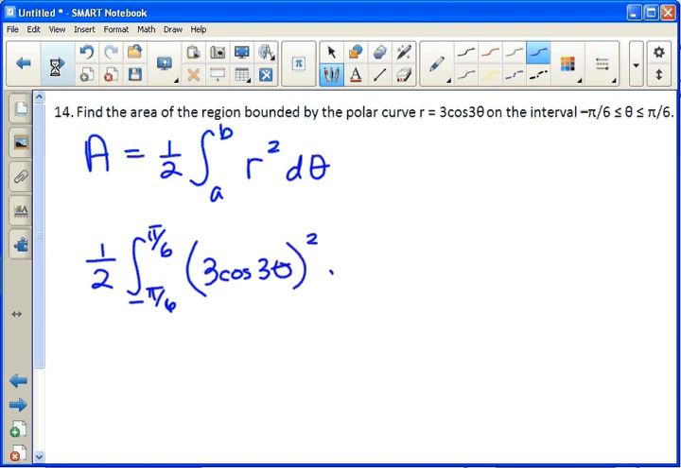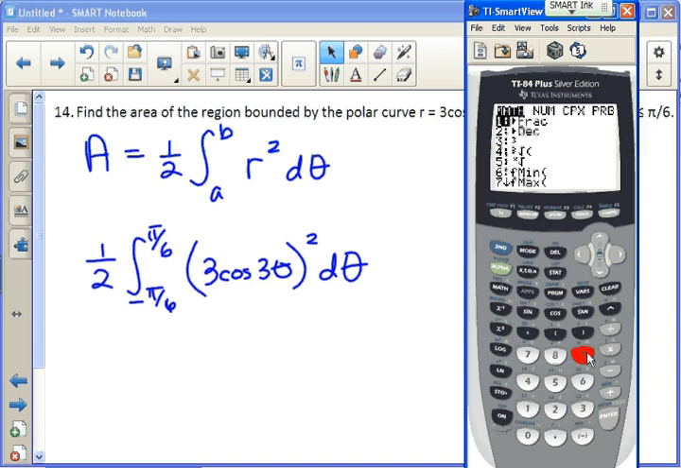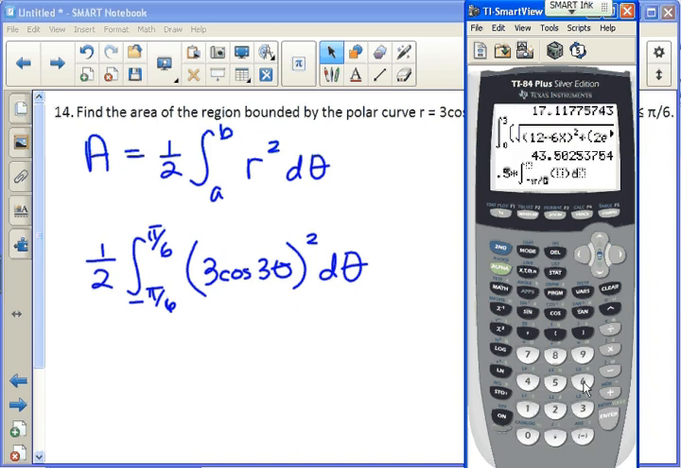and plug that in. So 1/2 times math 9, negative pi over 6 to positive pi over 6, do parentheses 3 cosine of 3 theta, close both the parentheses there and square it, and with respect to x, we find that the area is 2.356.